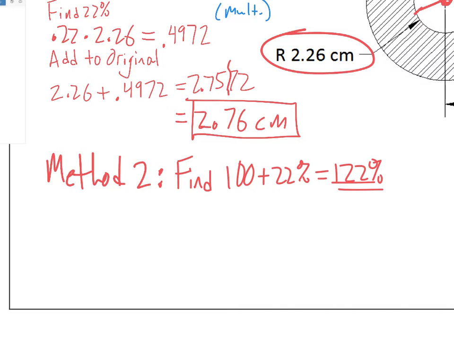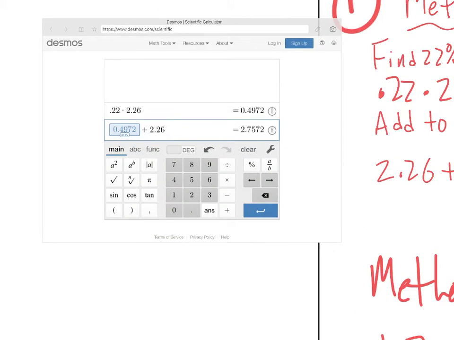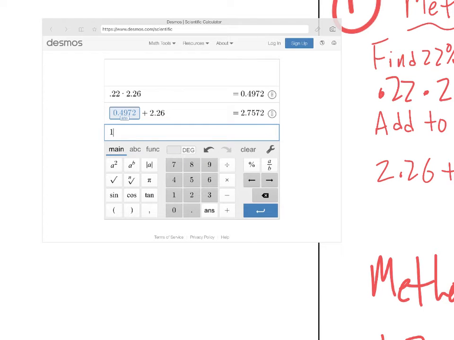Well, what is 122% as a decimal? That's 1.22. And when we find 122% of 2.26, we're going to multiply 1.22 times 2.26, the length there. Okay? So let's see how that works here. So we're going to go back to our calculator, and we got 1.22. Okay, and let's multiply that by 2.26. And that gives us our answer.